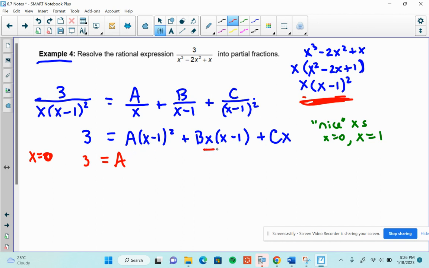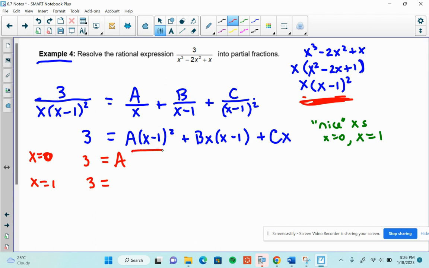And this disappears because when x is 0, that's gone. And this disappears because c times 0 is 0. So a is 3. Well, that worked out nicely. Now let's see what happens when x is 1. Plug in x equals 1. The left side is still 3.